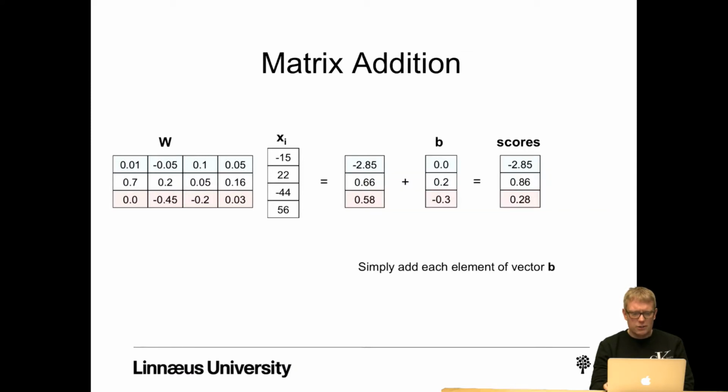And for the matrix addition, we simply add each element of the bias vector to the resulting vector of the matrix multiplication. And we get the scores vector.